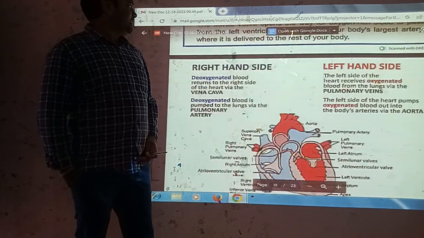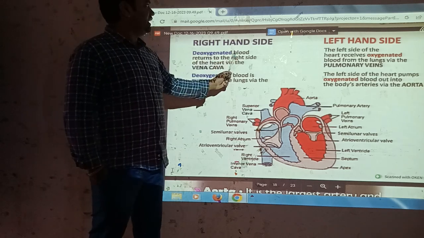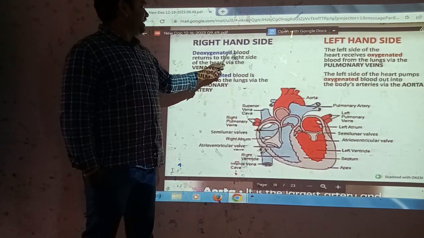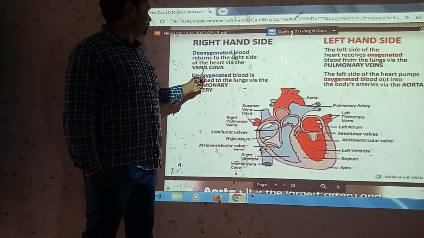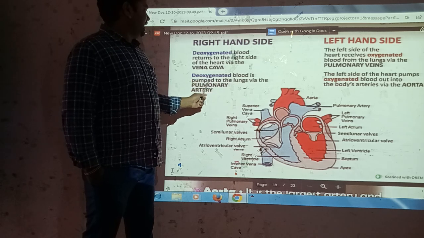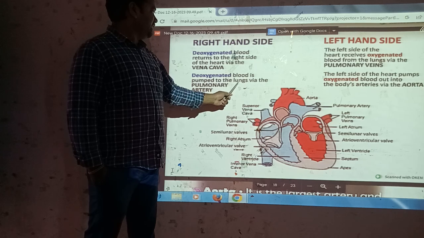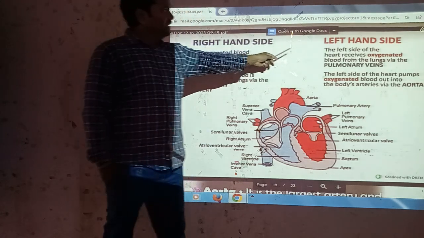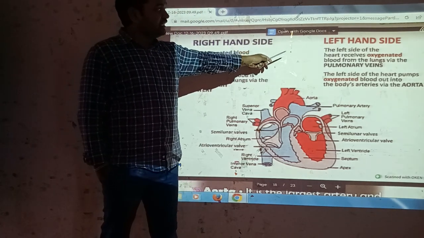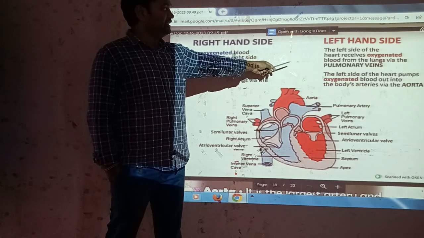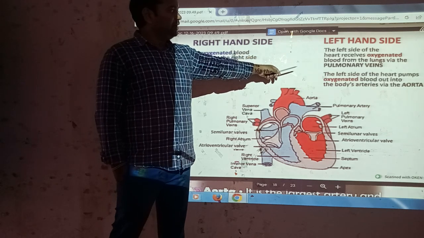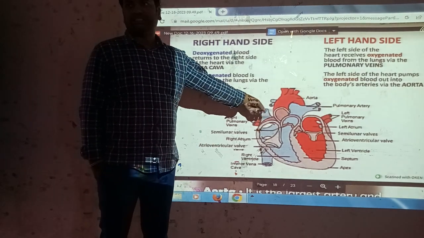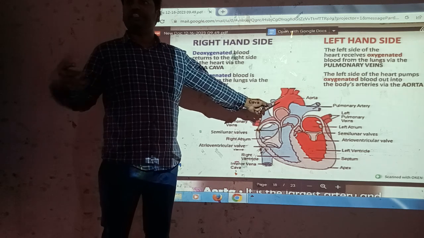Next, this is the right hand side and left hand side. This is the left side, this one is the right side. Deoxygenated blood returns to the right side of the heart via the vena cava, and is pumped to the lungs via the pulmonary artery. This is the right side. The left side of the heart receives oxygenated blood from the lungs via the pulmonary veins. The left side of the heart pumps oxygenated blood out into the body's arteries via the aorta. This is the total circulatory system. Next video will continue with the function of the heart in detailed study.